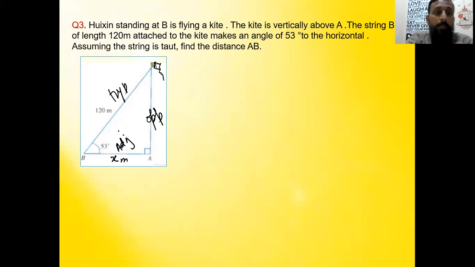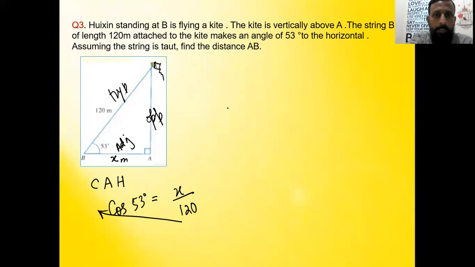So adjacent and hypotenuse, they both come in CAH. Use the CAH concept, boys and girls. Cos of this angle 53 degrees equals adjacent, that is x, over hypotenuse 120. Cross multiply 120 over there, x equals 120 multiplied by cos 53 degrees.